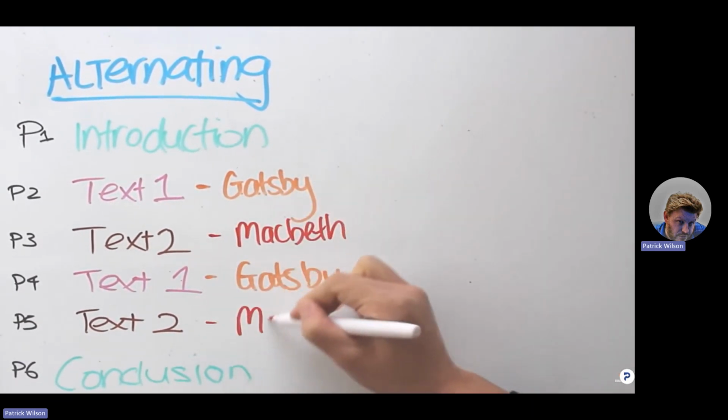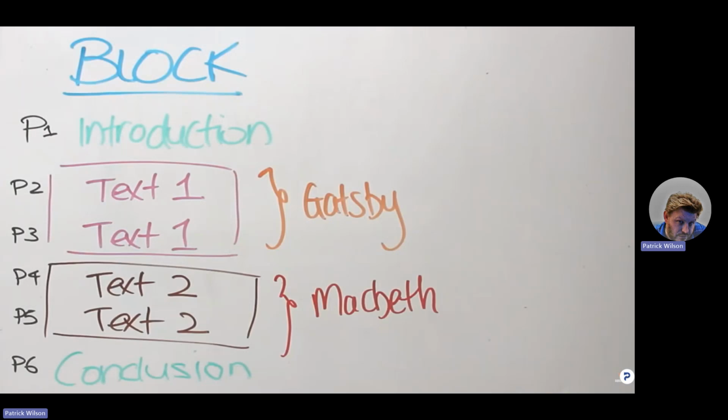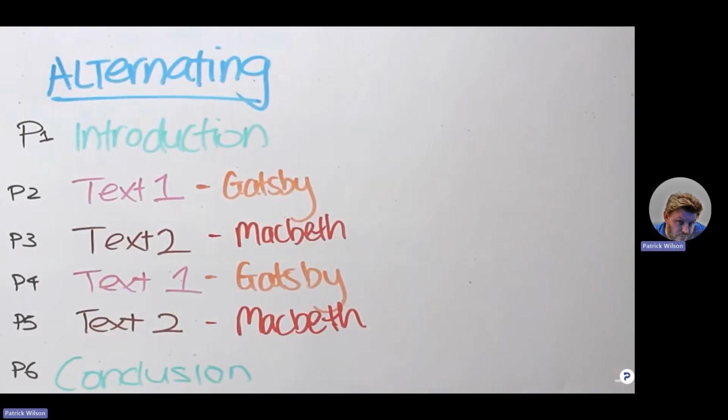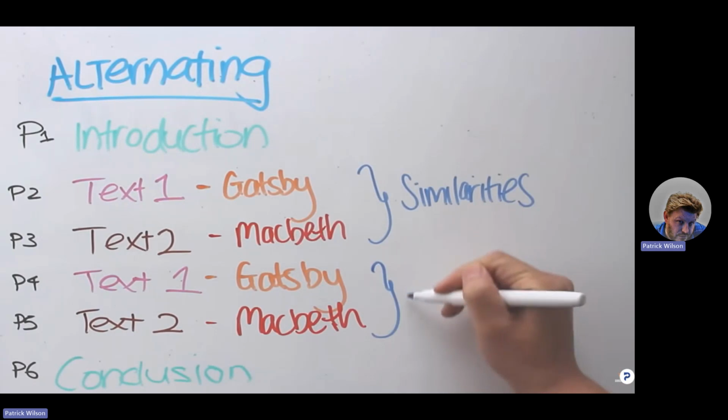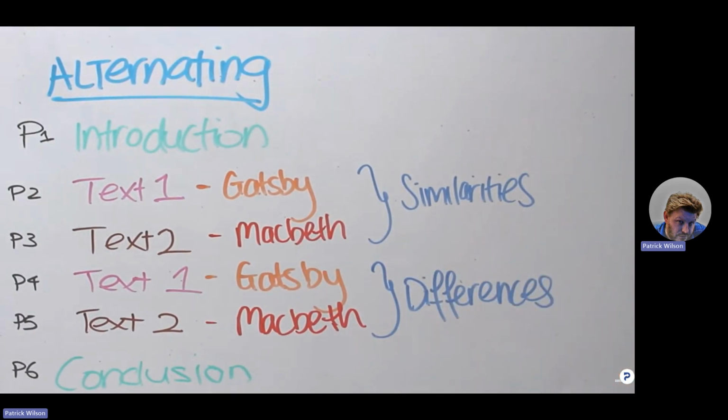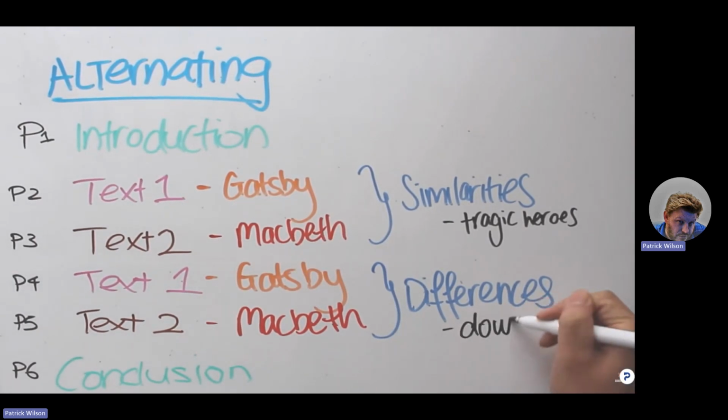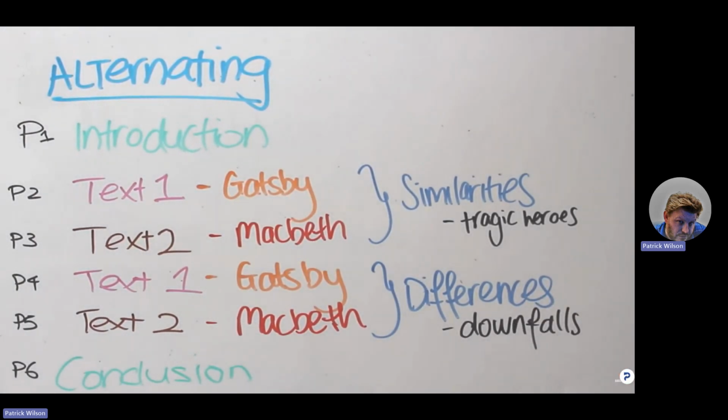So what you'll do is, instead of spending the first half of your essay on one text and the second part on another text, you'll spend the first part of your essay looking at similarities and the second part looking at differences. When you look at similarities, you can point out how they're both tragic heroes, but with their differences, you can talk about how their downfalls were attributed to different reasons. And this, my friends, is an alternating structure.